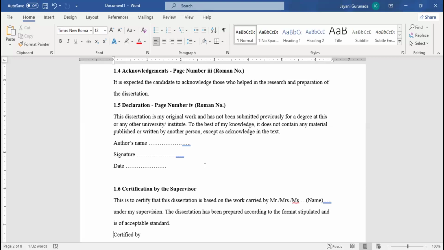Nobody has published this or written it; this is my own work, except as acknowledged in the text, right? So you have to say that you are doing an original thing. After that, your name, signature and date. That means you give the proof that you have done the work.